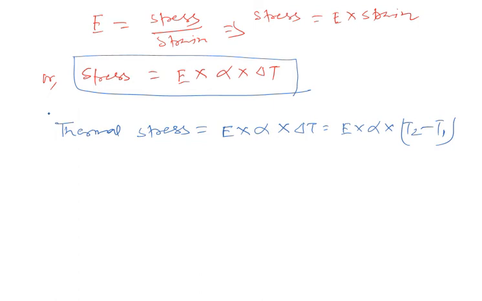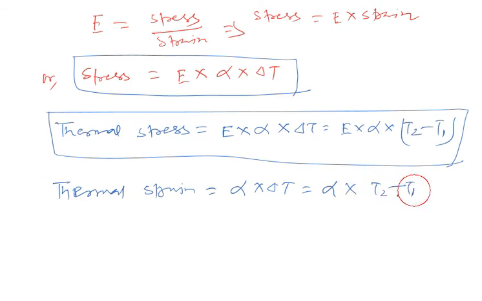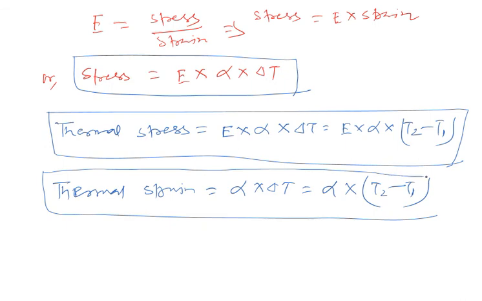So this is the thermal stress of the bar. And what will be the thermal strain? We know that thermal strain is equal to alpha into delta T, or we can write it as alpha into T2 minus T1. Correct? So these are the expressions of thermal stress and thermal strain due to lowering or rising in temperature of the bar.